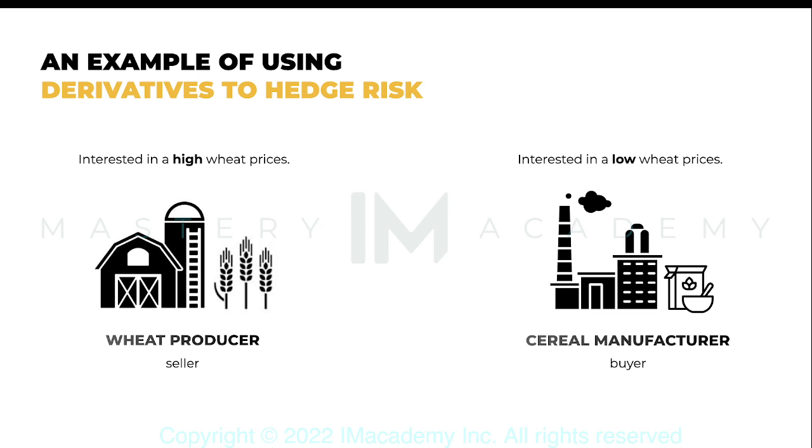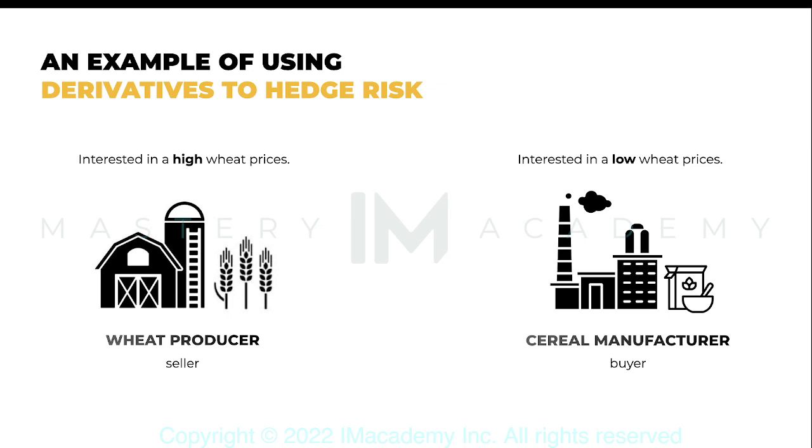For example, we will take a wheat producer on the left side, which is going to be a seller, and a cereal manufacturer, which is going to be a buyer of the wheat, hedging their exposure to fluctuation of the wheat prices. Okay? In any case, a decrease in the price of wheat is bad for the wheat producers because they get less money from the crops, but it's good for the cereal manufacturers because they can get one of their key inputs at discount prices, right?